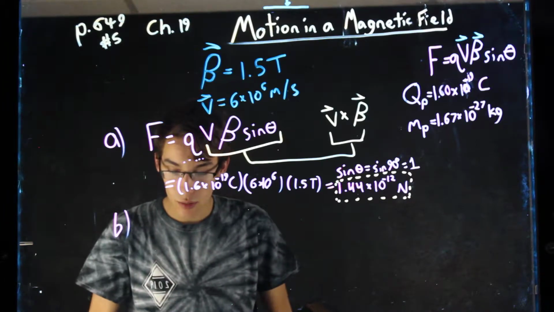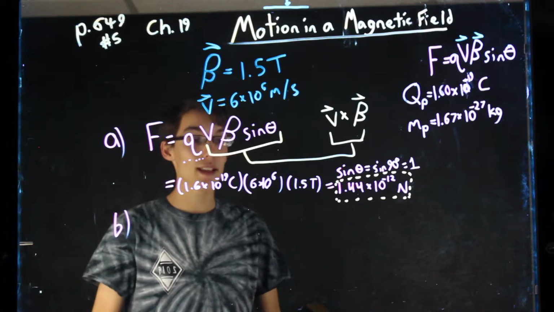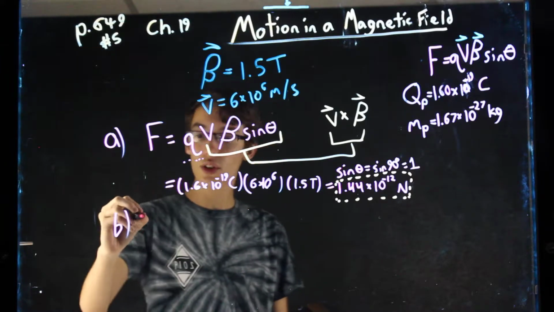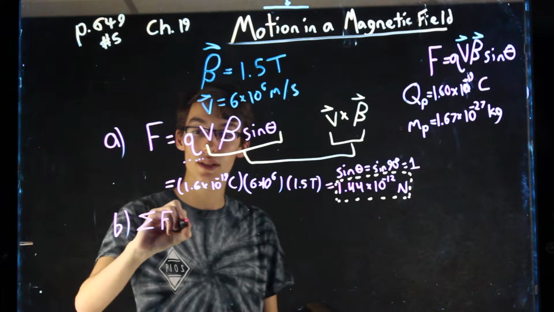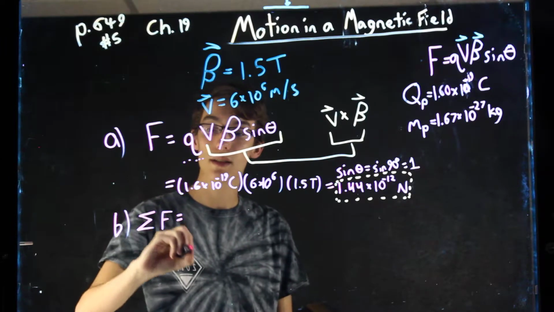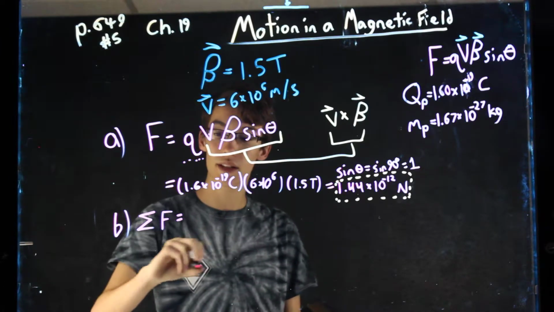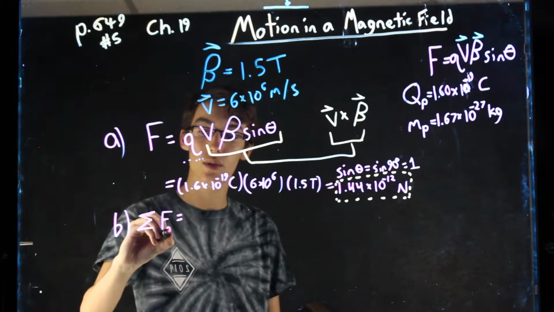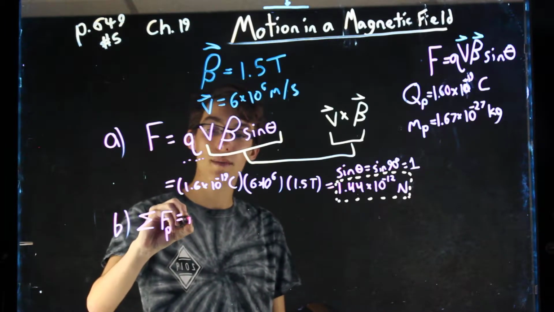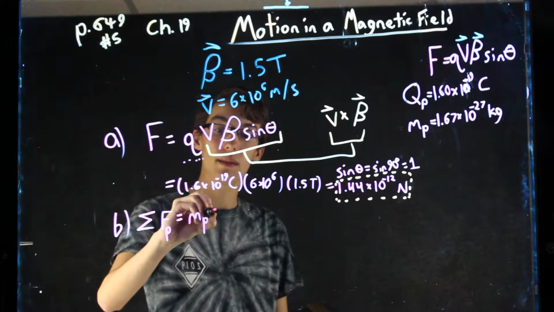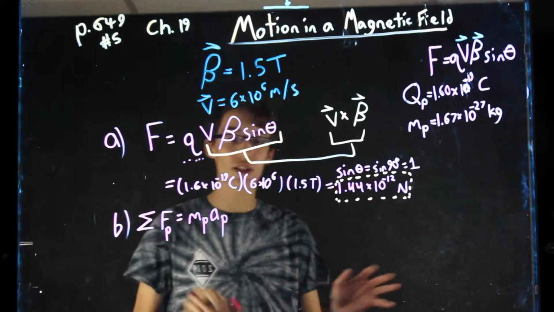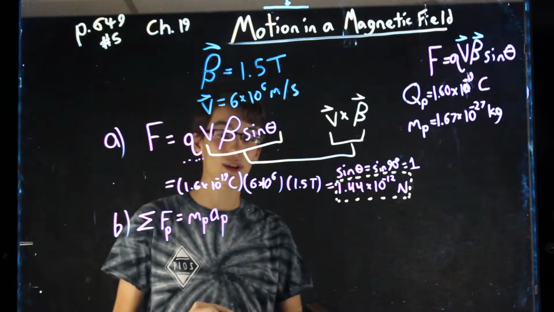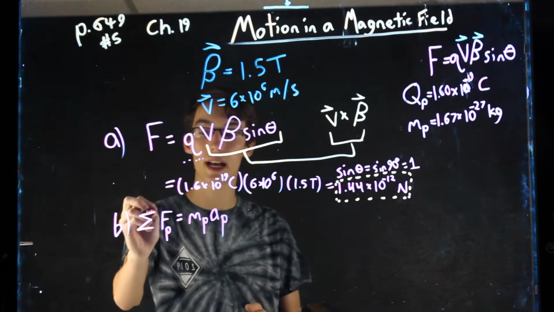Part B, we need to find the magnitude of the maximum acceleration of the proton. So to do this, if you're thinking force and acceleration, you should immediately be thinking of Newton's second law. That says that the summation of force on our proton is equal to the mass of the proton times the net acceleration of the proton. And all of the summations and nets won't come into play because we only have one force acting on it.